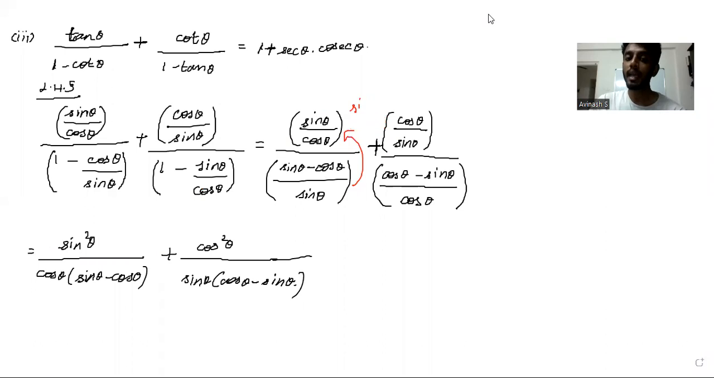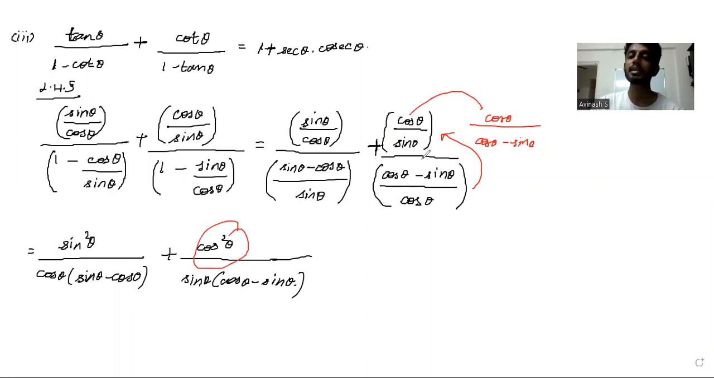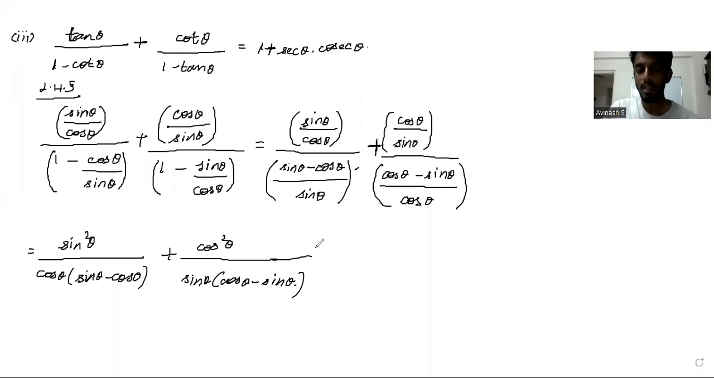Likewise, in the second part also, when this goes to the numerator, we get cos theta divided by cos theta minus sine theta. It just gets reversed, and cos will become cos square theta, as you can see here, and sine theta into cos theta minus sine theta remains the same. I have even used brackets to show the distinction. This is how we get this step.